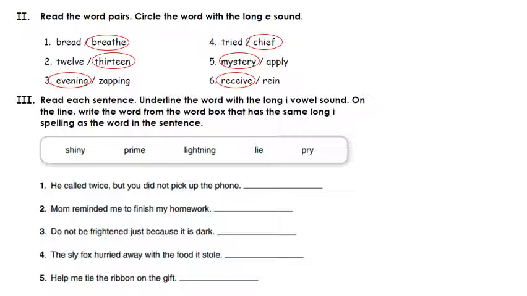He called it twice, but you did not pick up the phone. So here the long I word is twice, and the rhyming word, the word that has the same spelling pattern. Here, if you notice that twice I have I, consonant silent E, so prime has the same pattern.